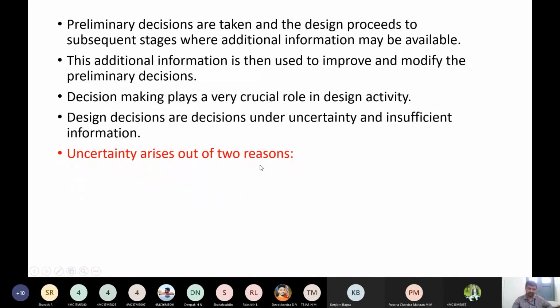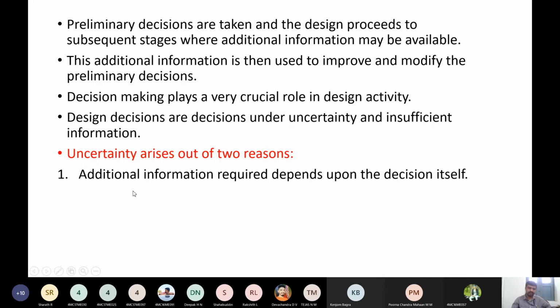Uncertainty arises out of two reasons. One reason is additional information required depends upon the decision itself. If you make a decision, then only is it possible for you to get additional information. If you don't make a decision, you don't get additional information. That is the problem with some of the consequences, like the present corona pandemic. The second reason is due to statistically random processes. There are some processes that are statistically random in nature.